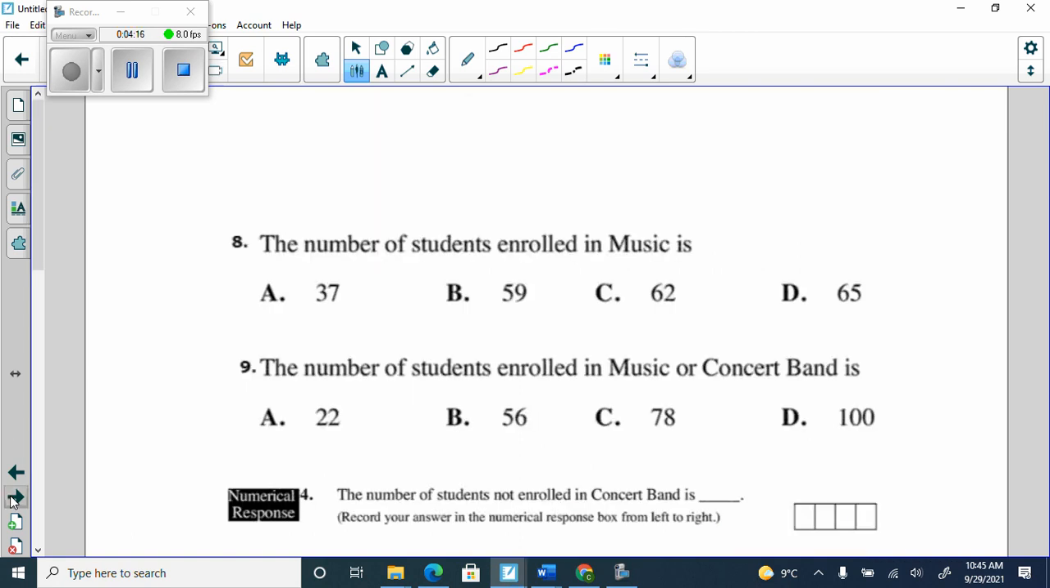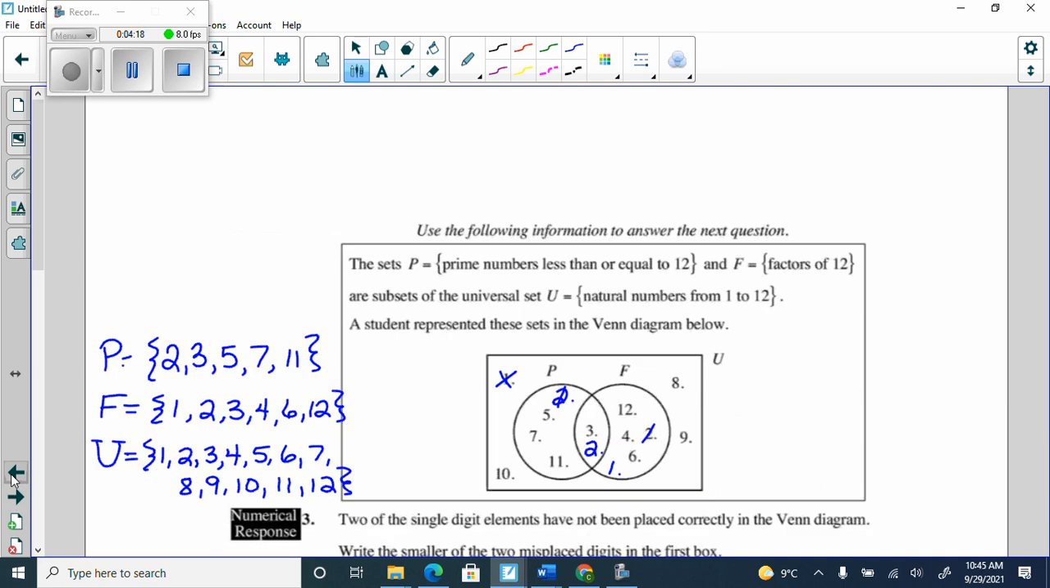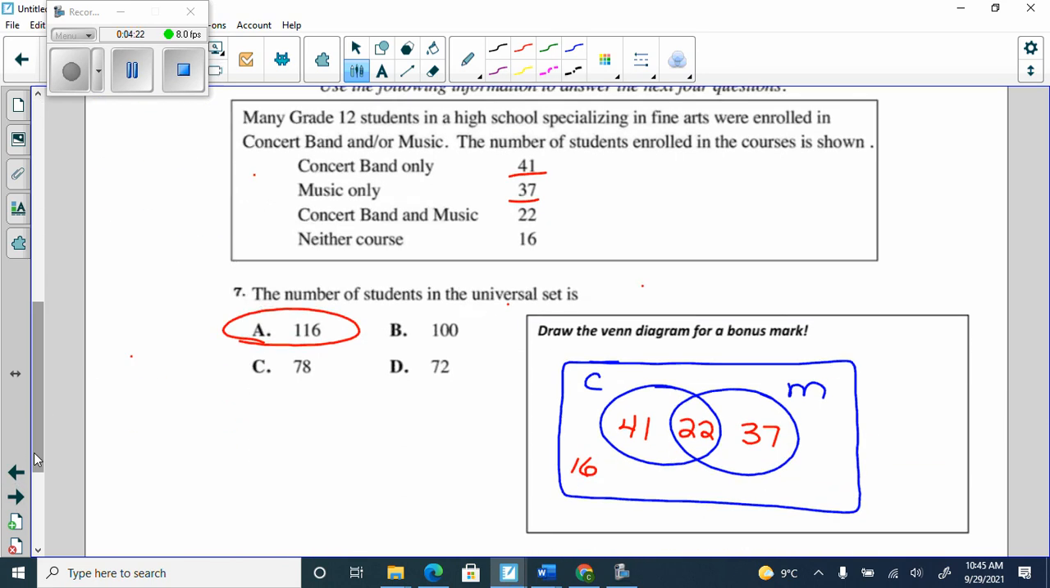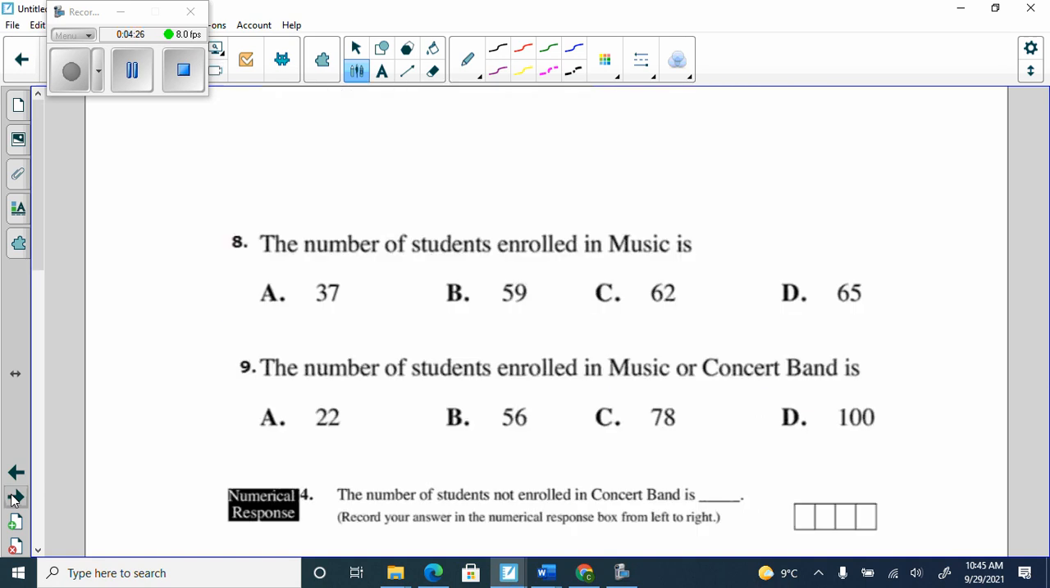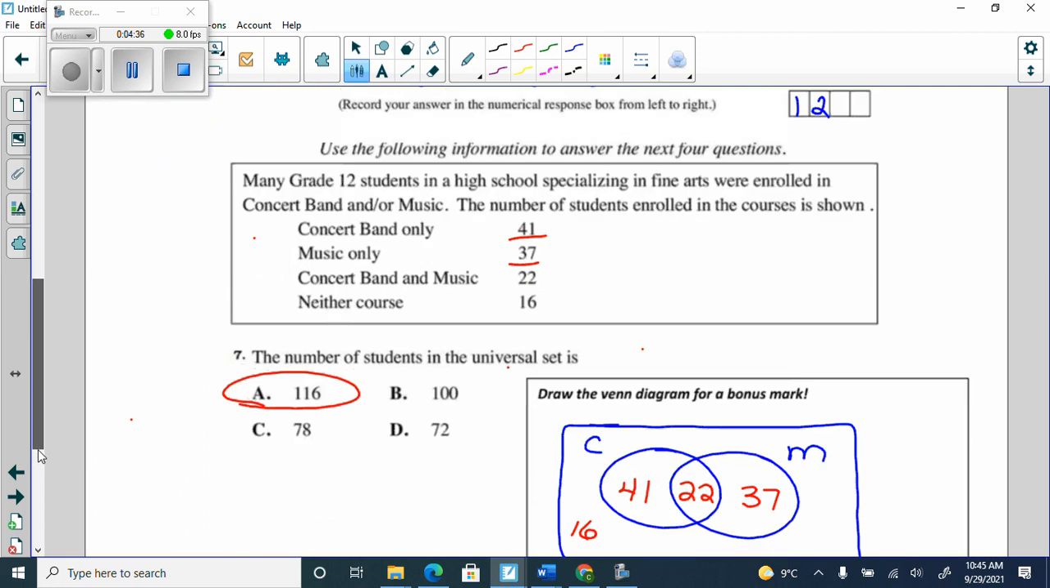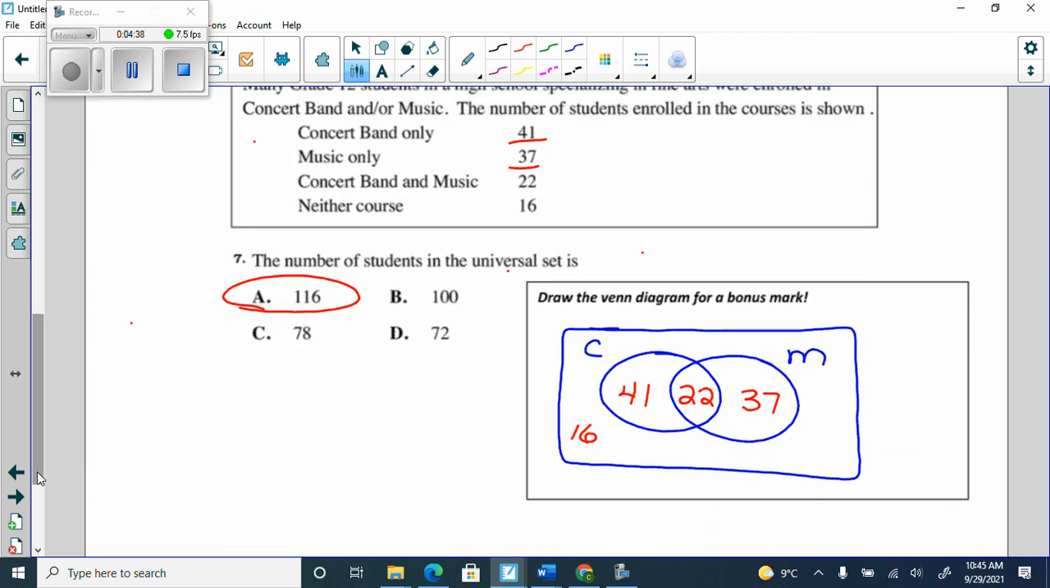Now here it says, the number of students enrolled in music. Music circle has 22 and 37. So that's 59. The number of students enrolled in music or concert band. It says music or concert band, and or is the snowman. So I'm going to get 59 plus 41, which is 100. So in this or snowman is 100.